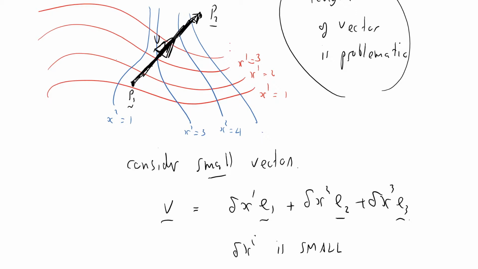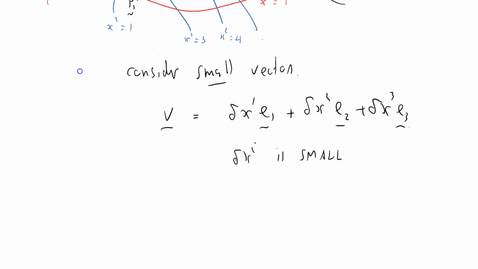Last time I was making the observation that if you have a vector that's quite large, in some sense, then the length of this vector is problematic because it cuts through your coordinate planes, which are themselves shifting and changing. So I'm just going to consider small vectors, small enough so that the coordinates are not too badly behaved on a small length scale.